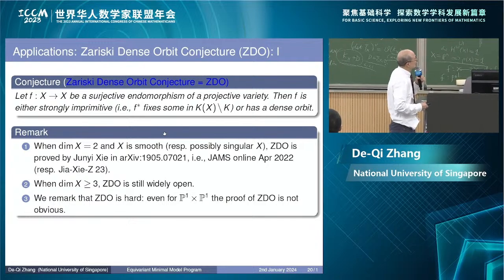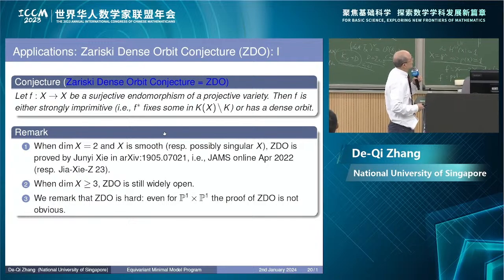So there's one more conjecture. As I said, I have 2 applications. The other one is called the Zariski dense orbit conjecture. That one is even harder. Again, it's about endomorphisms. It says that there are only 2 possibilities: either the pullback action on the function field has a non-trivial invariant function, or it has a dense orbit. So it's called the Zariski dense orbit conjecture.